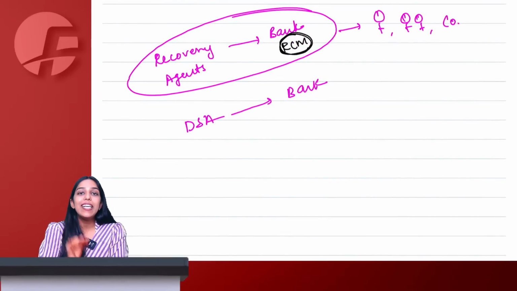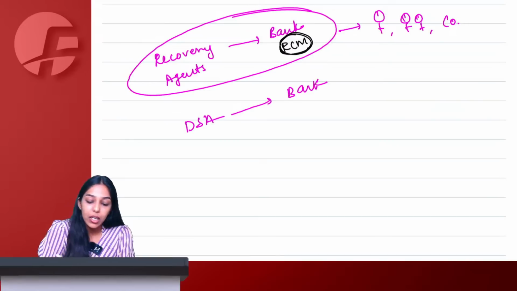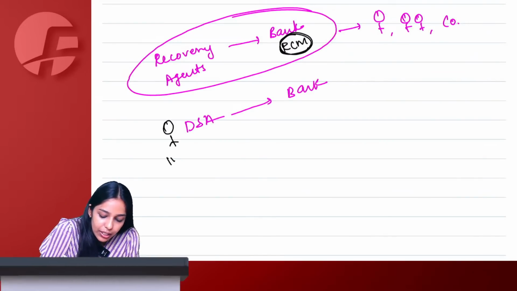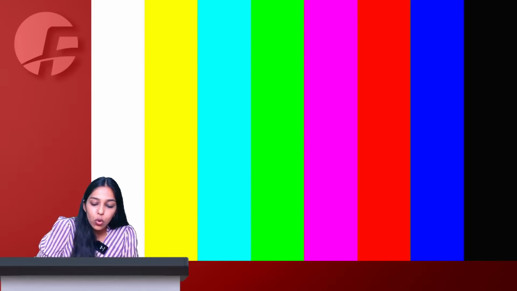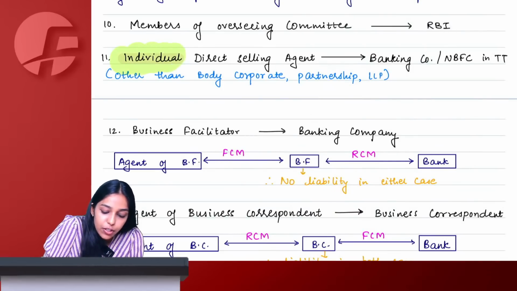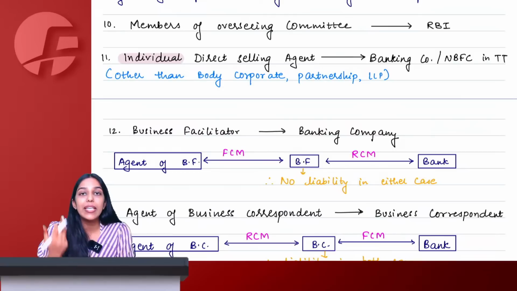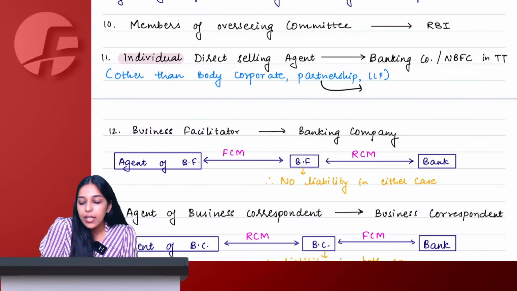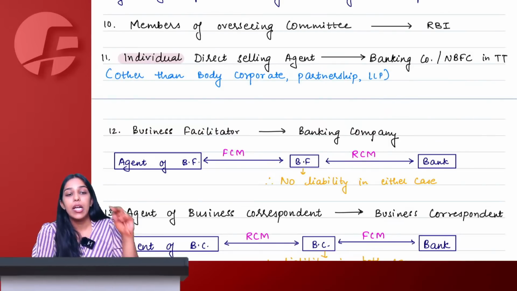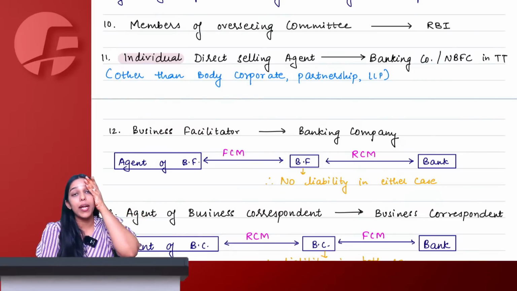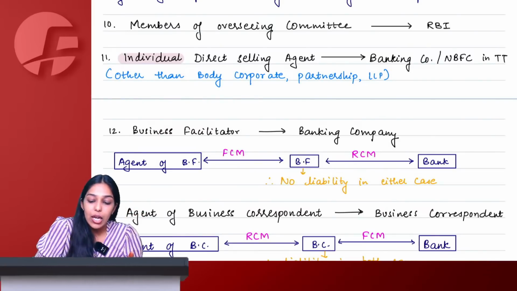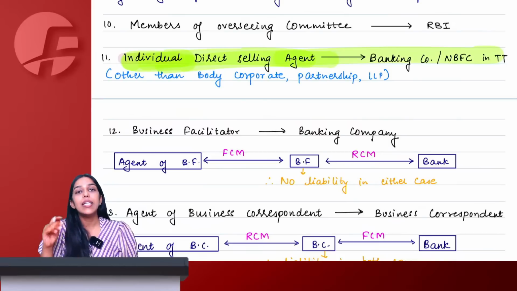But particularly for a direct selling agent providing services to bank, the direct selling agent has to be an individual only. Only and only if the direct selling agent is an individual, then RCM is going to apply. If the direct selling agent is a company or an LLP or a partnership firm, then in all the cases forward charge mechanism will apply. A recovery agent can be anyone providing services to bank, always RCM. But a direct selling agent has to be mandatorily an individual. Then only RCM will apply.